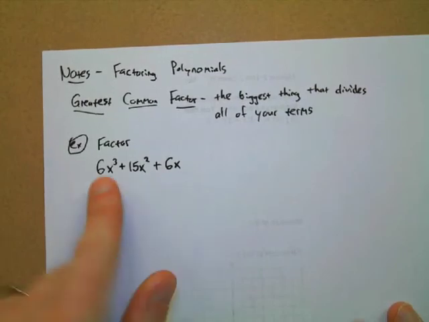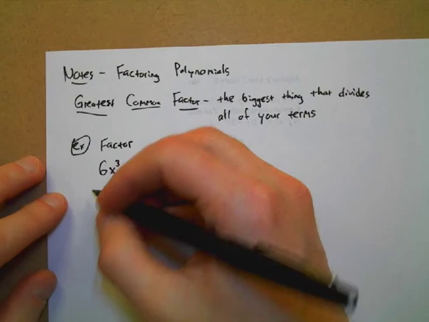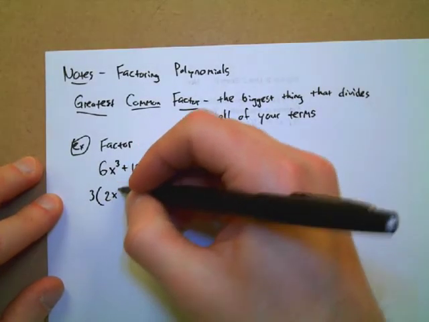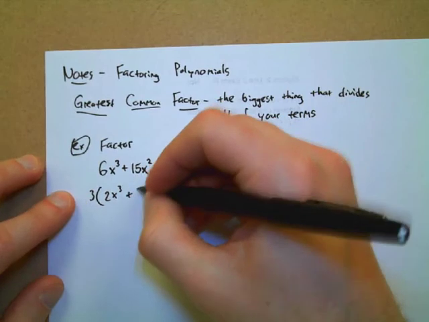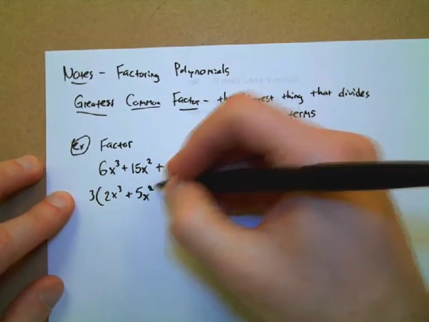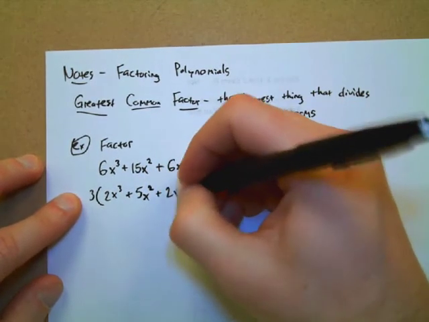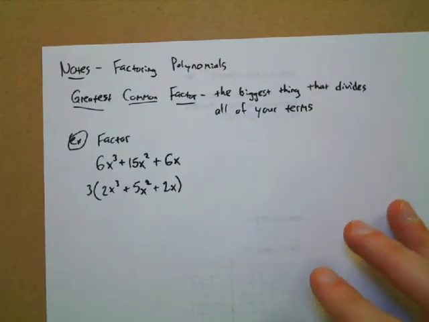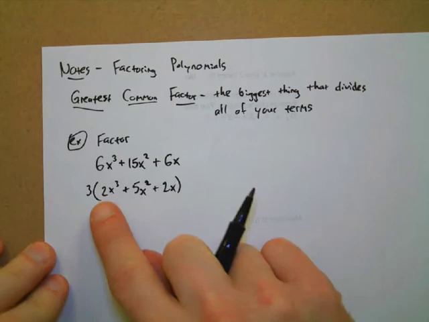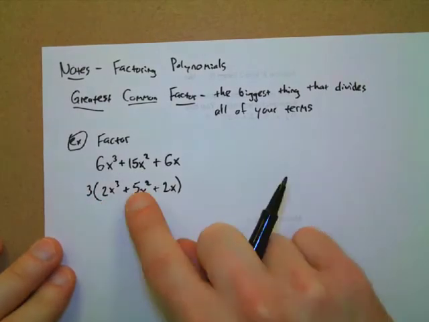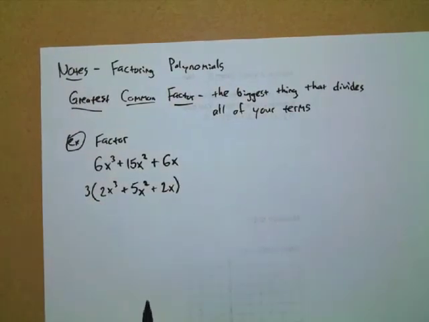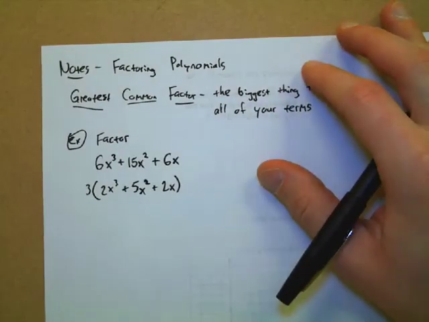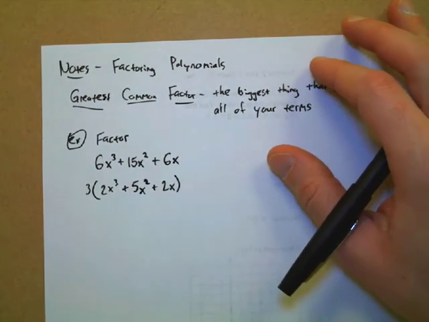Each of these are divisible by 3. So let's take a 3 out. 6 divided by 3 is 2. 15 divided by 3 is 5. 6 divided by 3 is 2. Are there any additional numbers we could divide out here? Is there any more numbers like that I could divide 2, 5, and 2 by? No. You could say 1, but 1's not going to reduce it at all, so 1's not helpful. So we're good with our numbers. Is there anything else in common to all three of these terms we could divide out?